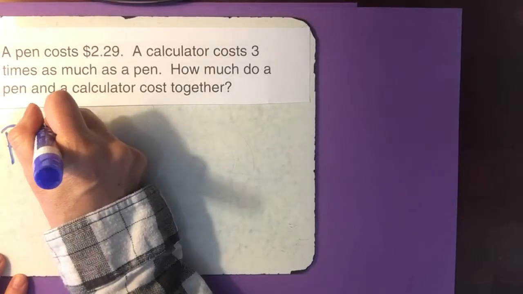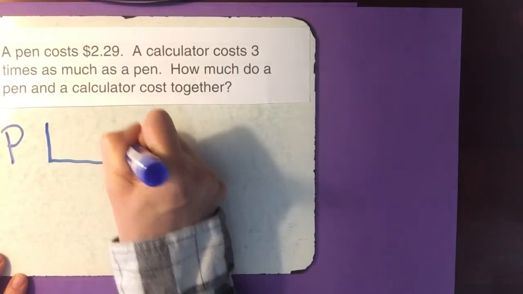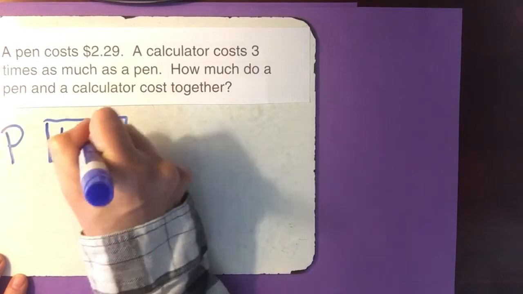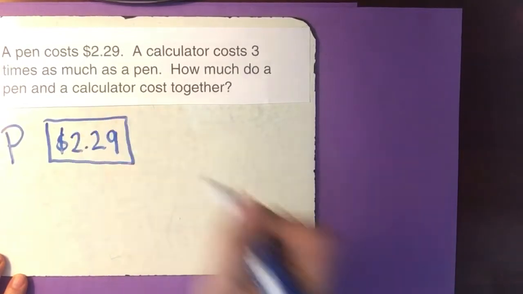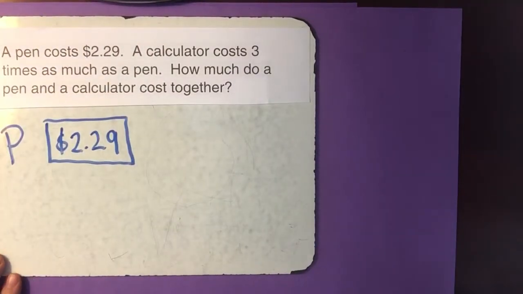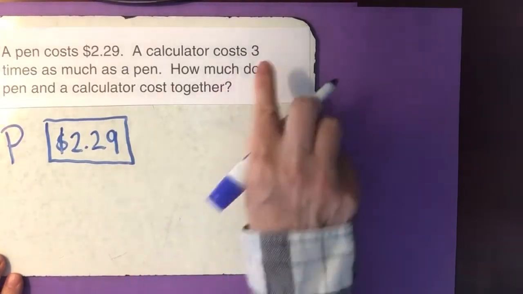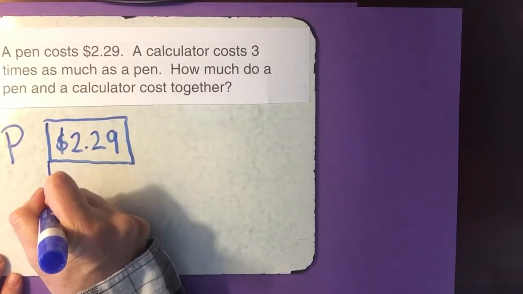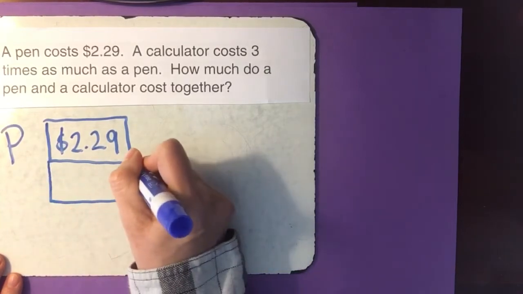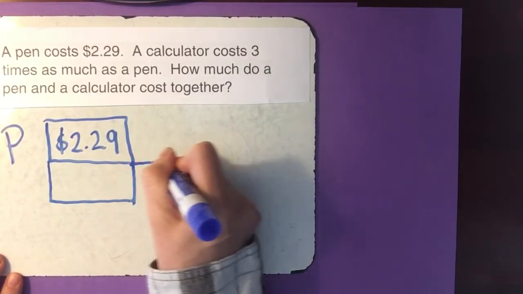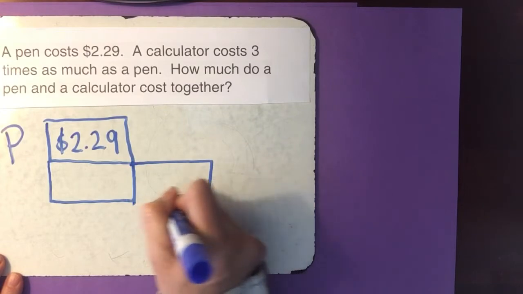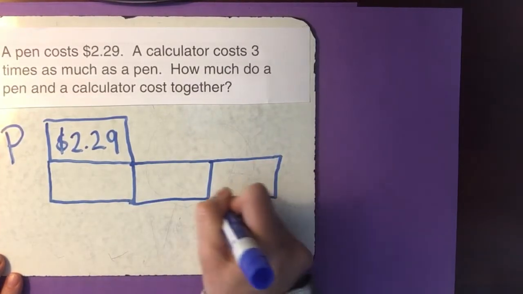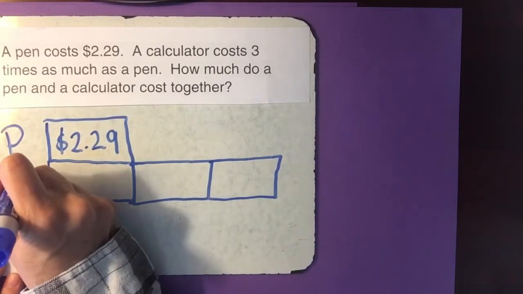So I know that a pen costs $2.29. Okay. And I don't really know what a calculator costs. I just know that it's 3 times as much as this. So I'm going to draw another bar model. And it says 3 times as much as the pen. So I'm going to show 3 boxes. And I'm going to label this the calculator.